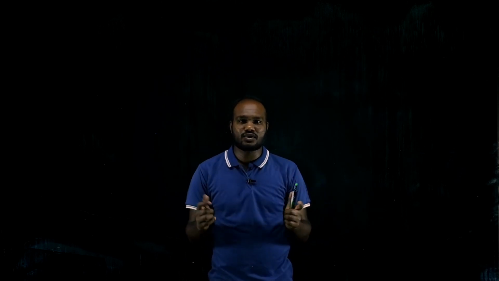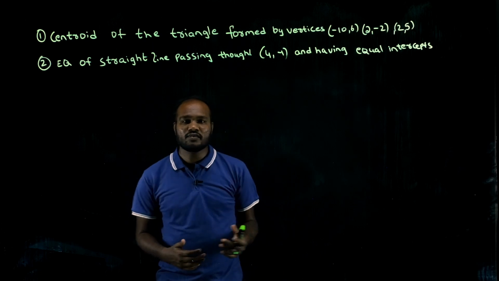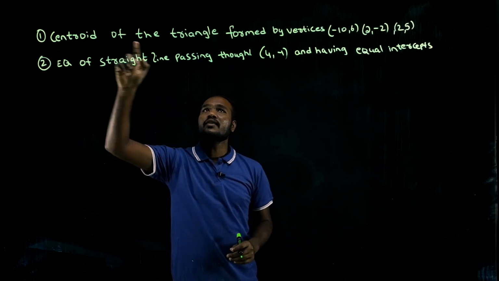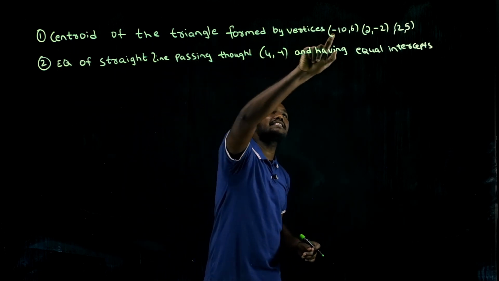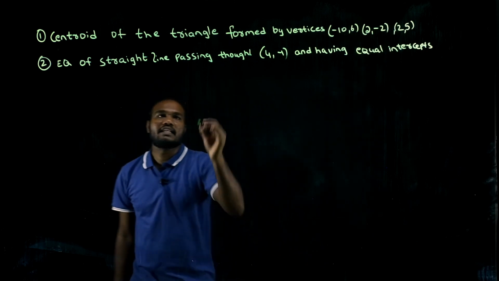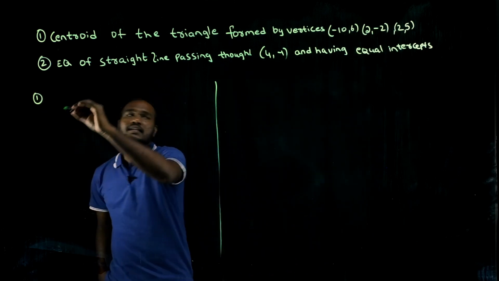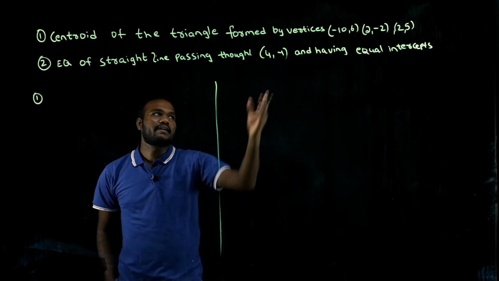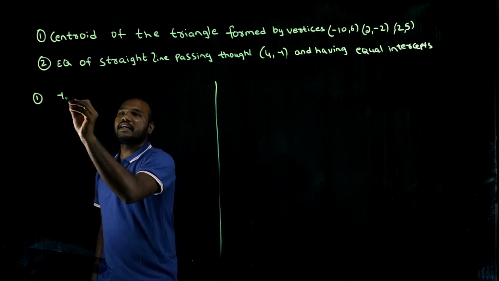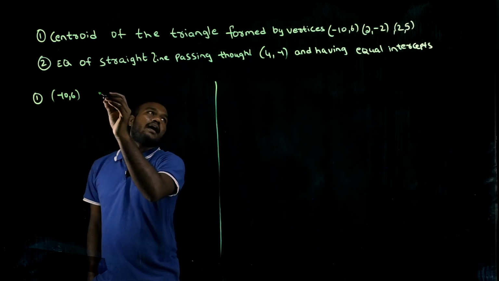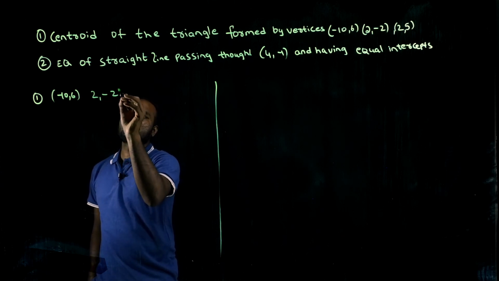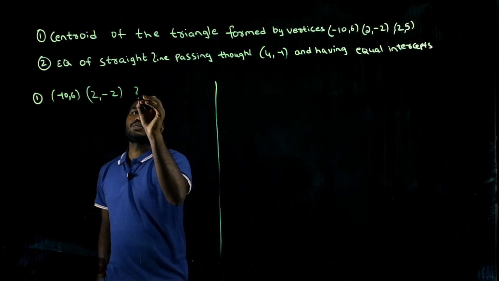Let's start with the first question. The first question of today's video is: find the centroid of a triangle formed by these three vertices. So let's solve the first question here and the second question here. We have to find the centroid of a triangle. See, the vertices are given. What are the vertices? (-10, 6), (2, -2), and (2, 5).